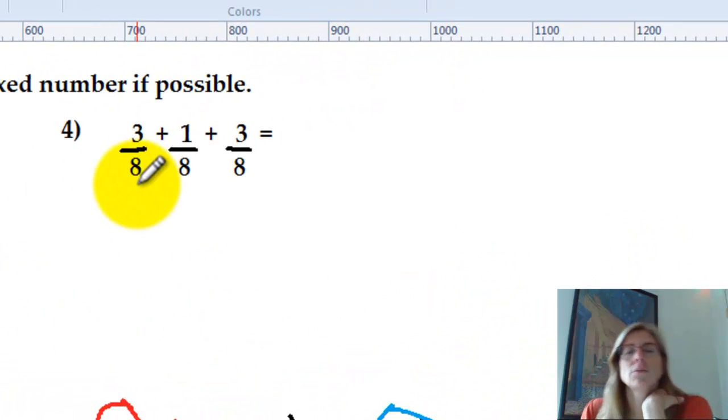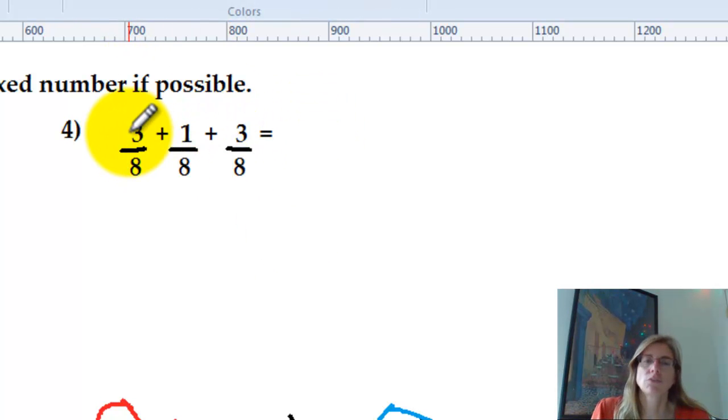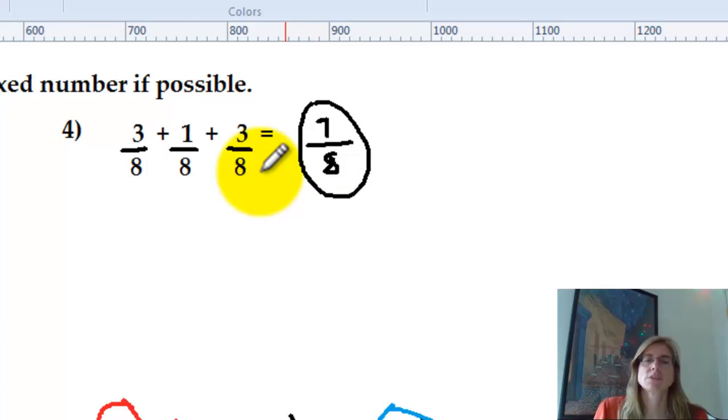Number 4, we're just adding numerators because there's already a common denominator. So 3 plus 1 plus 3 is 4 plus 3 is 7/8. 7/8 is already reduced. So we have an answer for number 4 of 7/8.